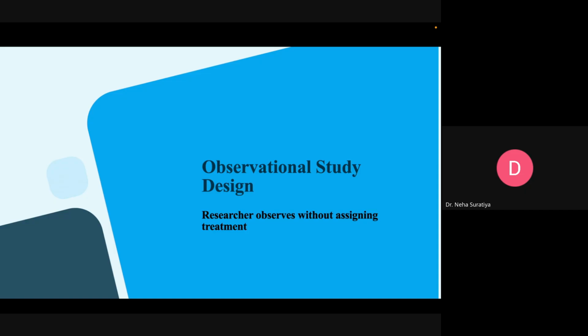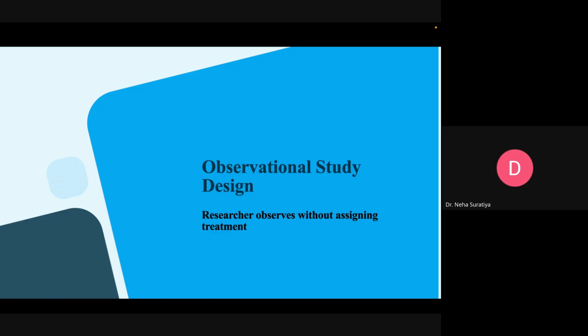Sometimes experimental studies are unethical, expensive, and impractical. In such situations, observational studies become valuable. For example, suppose researchers want to investigate whether smoking causes lung cancer or not. It would be unethical to randomize patients into smoking and non-smoking groups, right? So that's the reason researchers will observe the existing smokers and non-smokers, and this becomes an observational study.